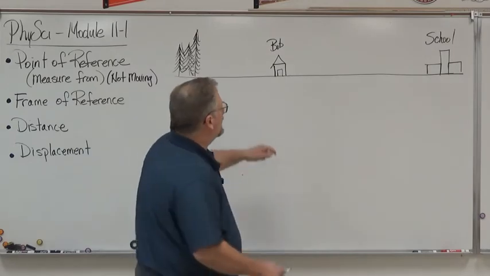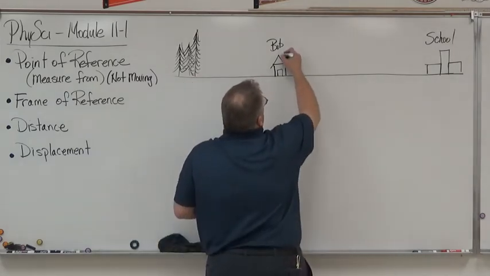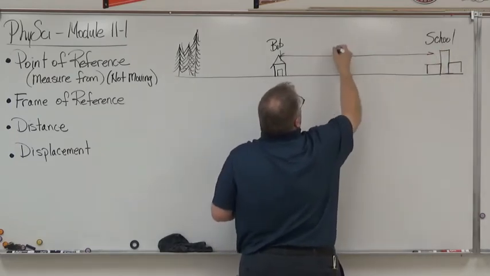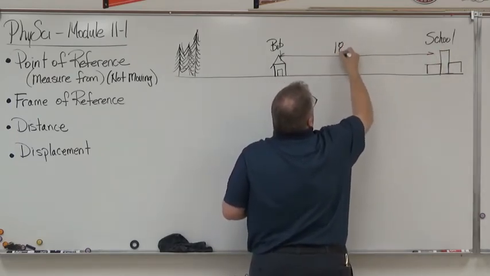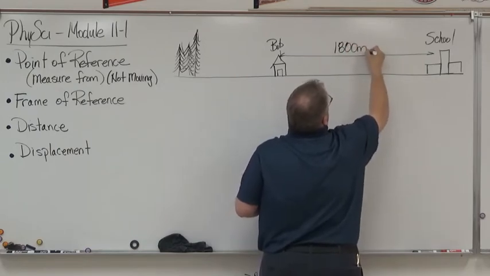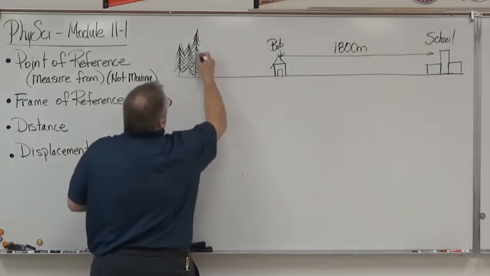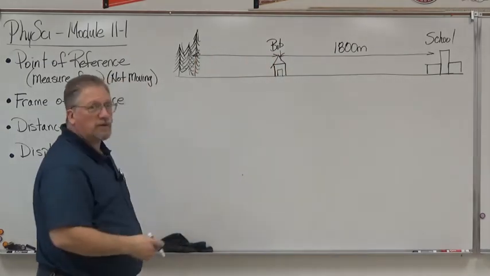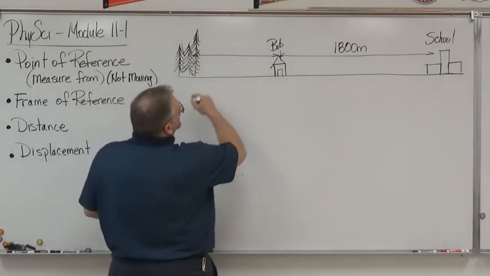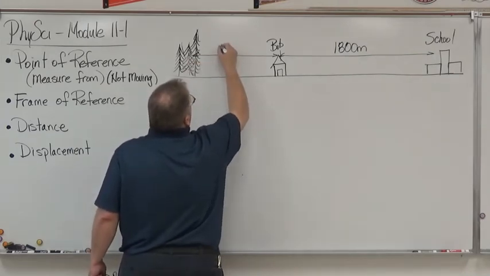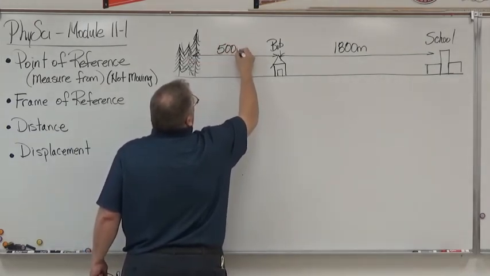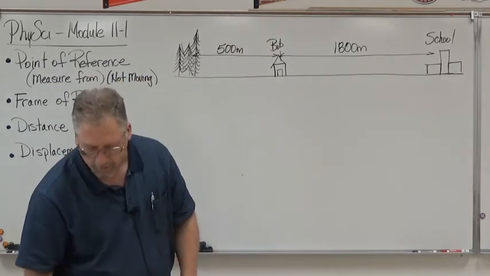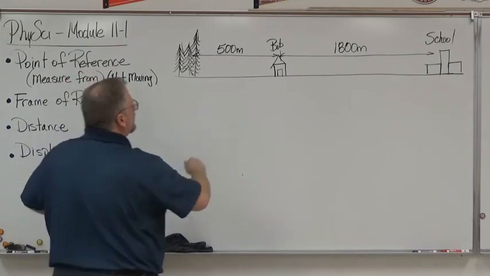So, let's say from Bob's house to the school is 1,800 meters. And from Bob's house to the woods, where he likes to go riding his four-wheeler around on the trail, it's not too terribly far away. Let's say it's only about 500 meters away from his house. Kind of like on the back 40 or something, you know? Okay? So, question part A.